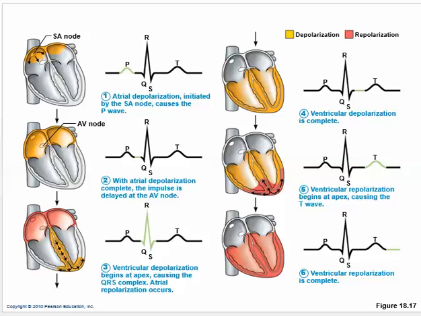Then we end up with a period before the next heartbeat called the quiescent period. It's the period where the heart is relaxed and there is no electrical activity going on. Now, depending on the heart rate, the quiescent period is the time that changes.